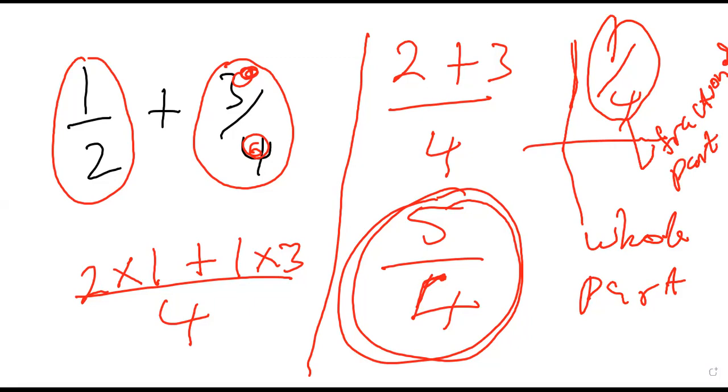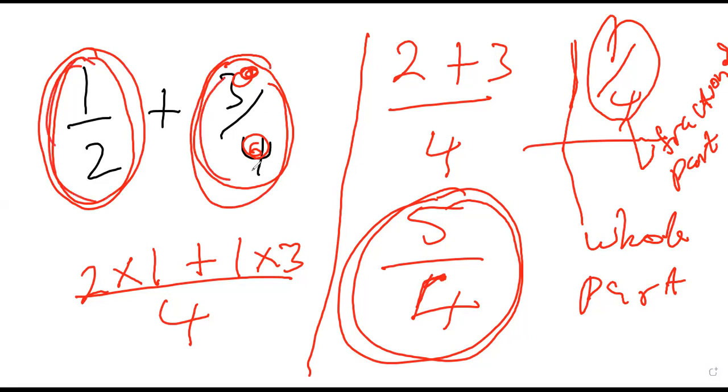So that is the first one, right? So you have a whole part and a fractional part. So here we have a proper fraction and a proper fraction. Sorry, they are both proper fractions. So we combine them together.